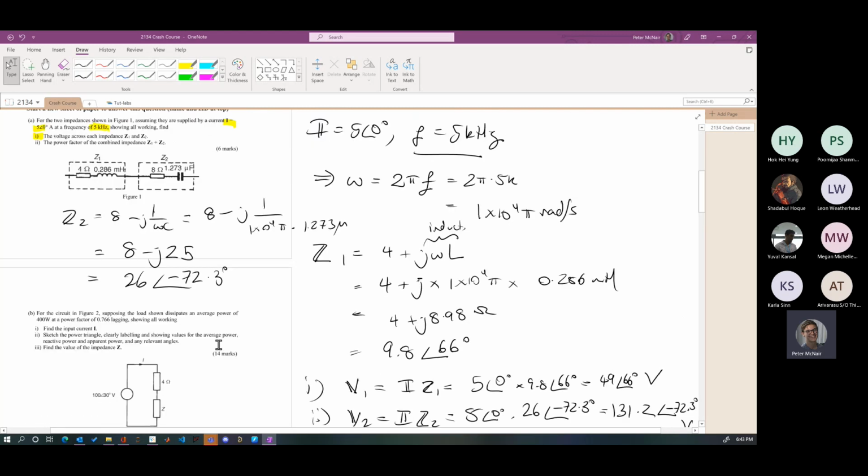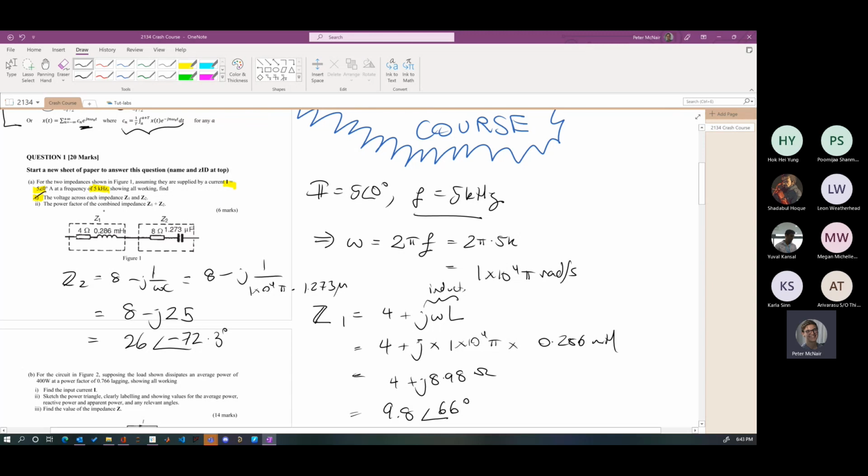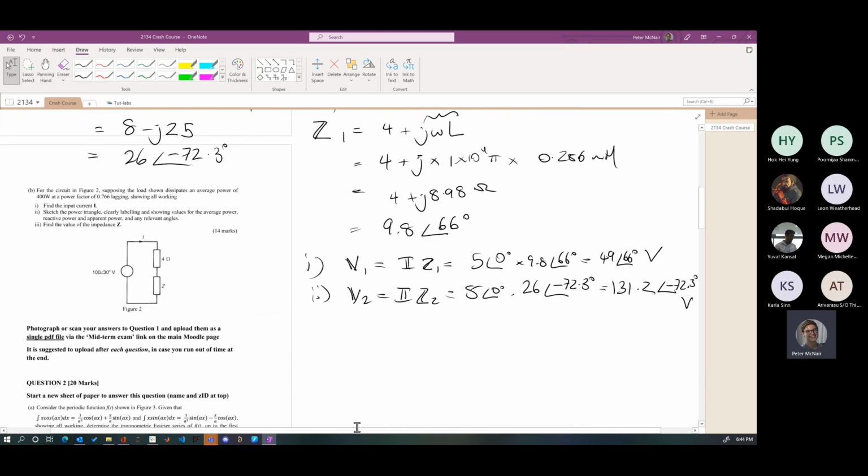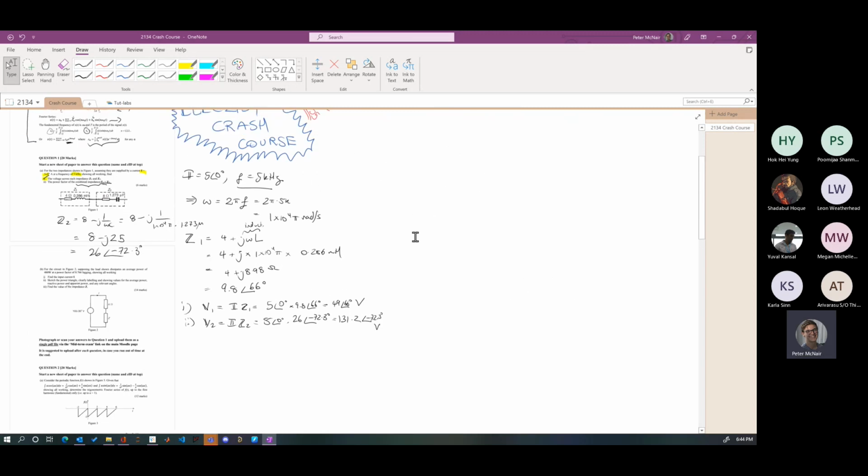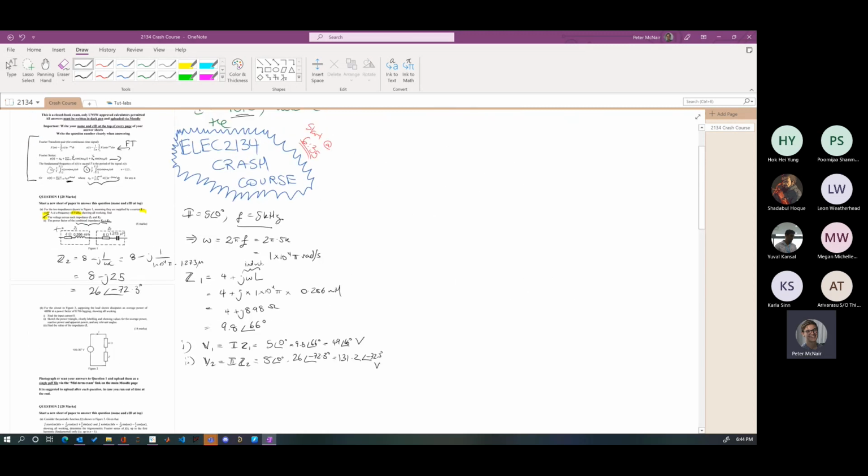Cool. Alrighty, so that's this first question. We've got the voltage. Now, power factor across the combined impedance. If we're looking at the combined impedance, essentially what we're looking at is the voltage from here to here, V total. So V total is equal to V1 plus V2. So we might just transfer these into rectangular form just to make our life easier.